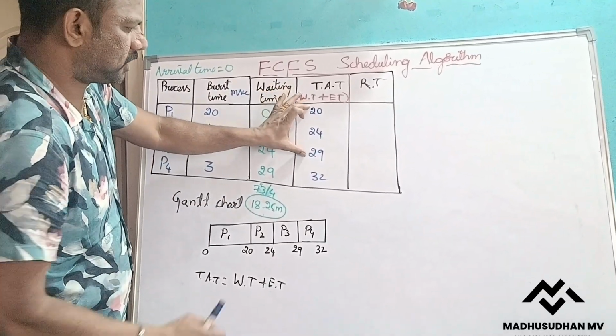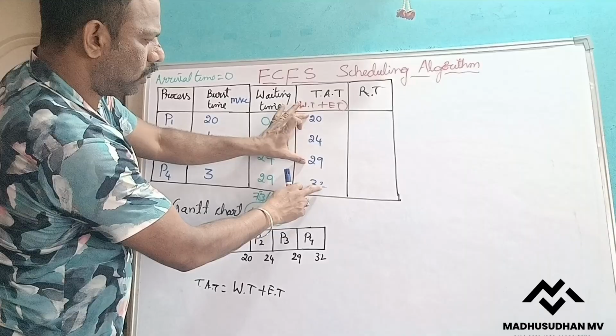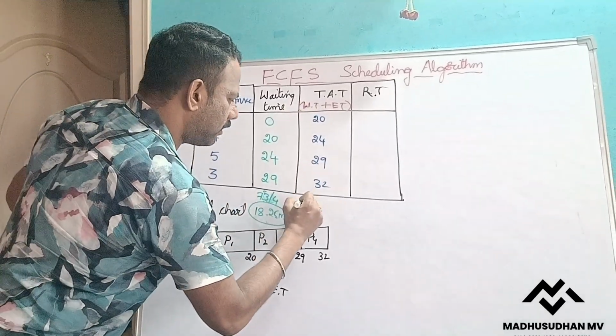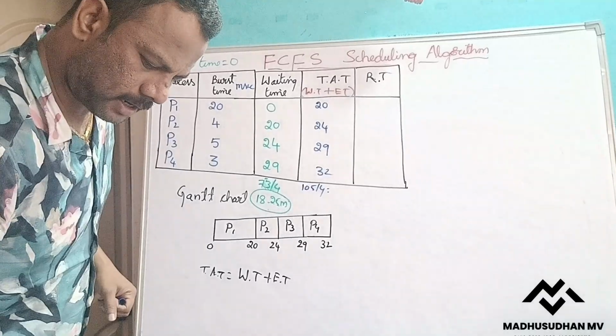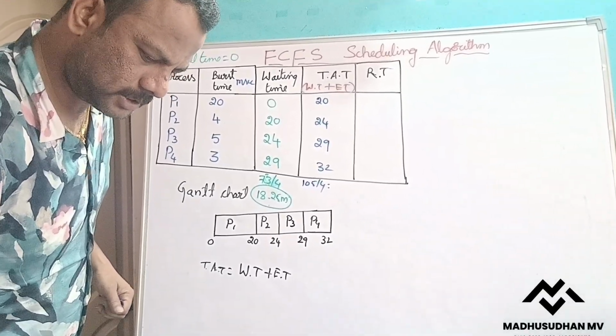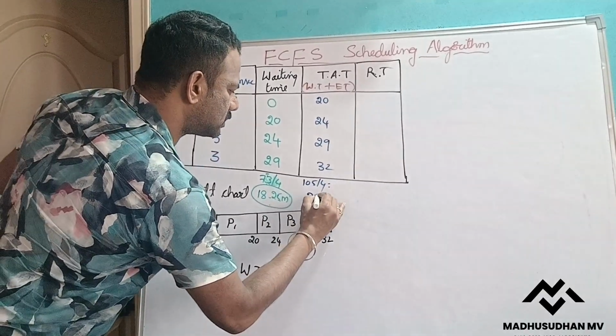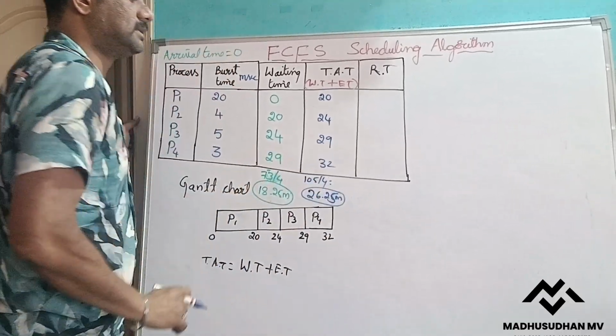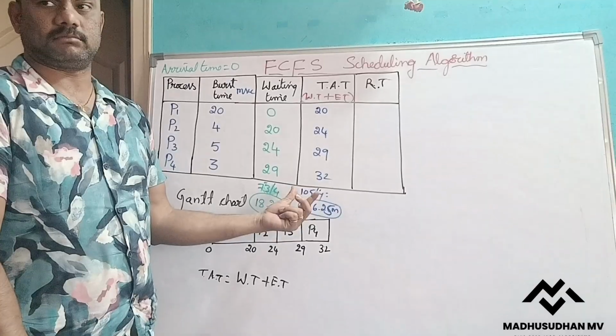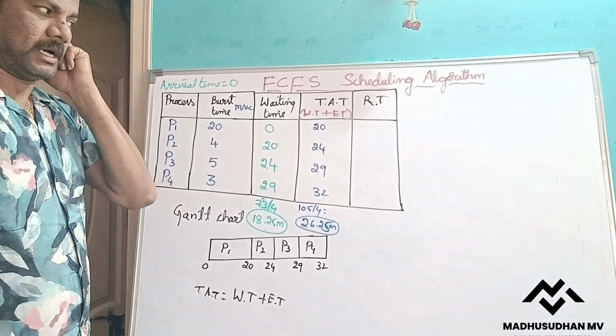Okay, if you do that one, 60, 90, 92, 101, 105. 105 divided by 4 is equal to how much you get? 105 divided by 4 is equal to 26.25 milliseconds. Okay, this is the average turnaround time. Okay, so now response time.